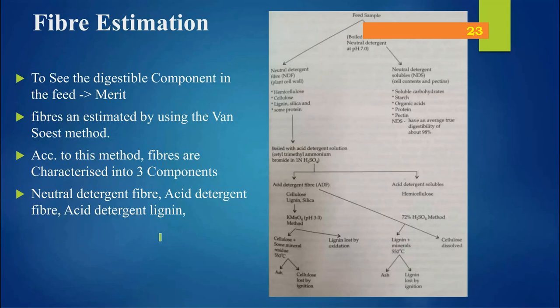So the fibers are estimated by using the Van Soest method. This is the very commonly used main Van Soest method. In this method, fibers are characterized into three components: neutral detergent fiber, acid detergent fiber, and acid detergent lignin. These three need to be estimated in a feed sample to say that it has some nutritional value.